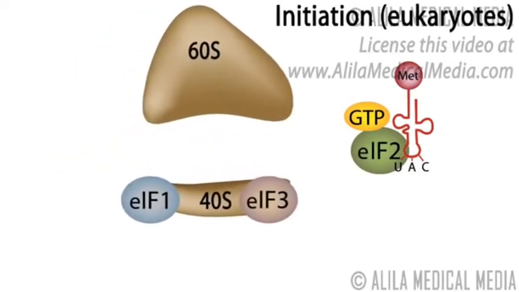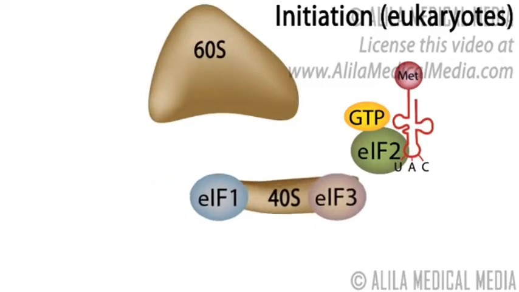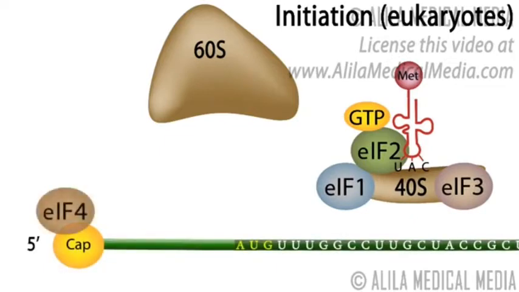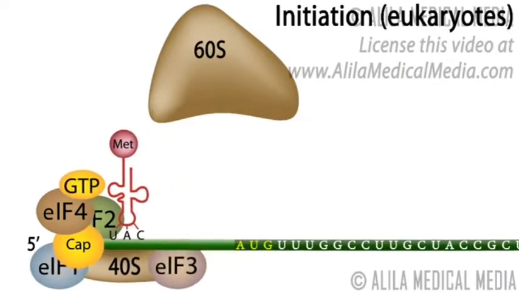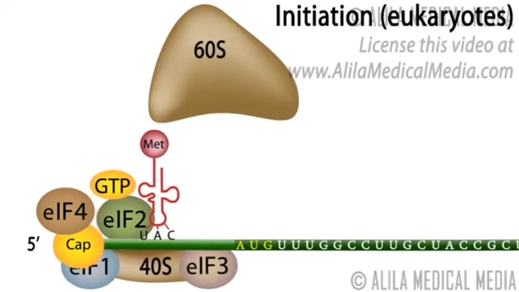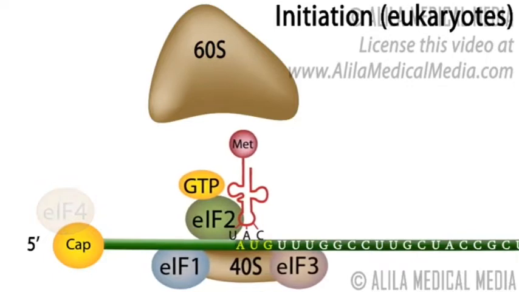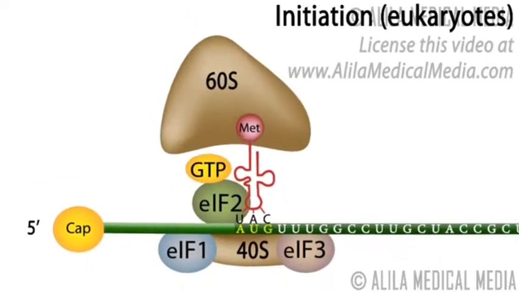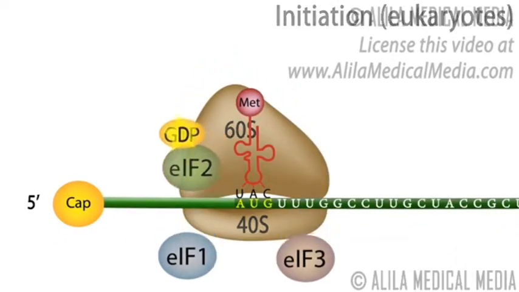Initiation. The small ribosomal subunit binds to the initiator tRNA carrying the initiator amino acid methionine. This complex then attaches to the cap structure at the 5' end of an mRNA and scans for the start codon AUG. The process is mediated by several initiation factors. At the start codon, the large ribosomal subunit joins the complex and all initiation factors are released.